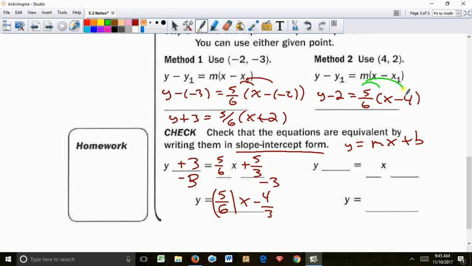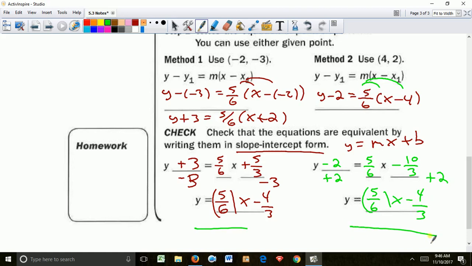Go through and distribute your 5/6. You're going to get y minus 2 is equal to 5/6 times x minus 20/6, which is 10/3 when you simplify that. And then if you add 2 to both sides of your equation, you now get y is equal to 5/6 x minus 4/3. All right, so you can see that both forms of the point-slope form produce the same slope-intercept form of the equation of the line. This does conclude the section.